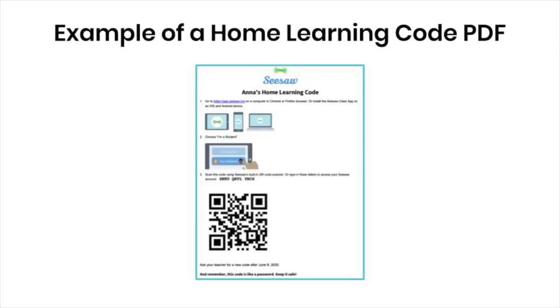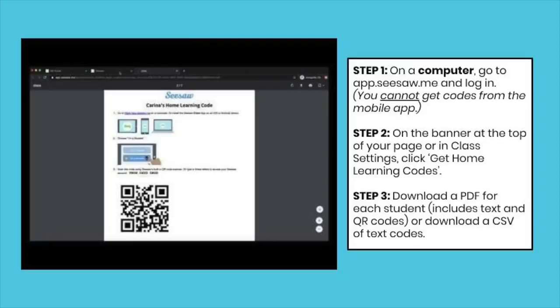Here's what a home learning code PDF looks like. You can see that students get a text code and a QR code. This video shows how to access home learning codes for your students. It's pretty easy. First, make sure you're logged in on a computer. You cannot access home learning codes from the mobile app.